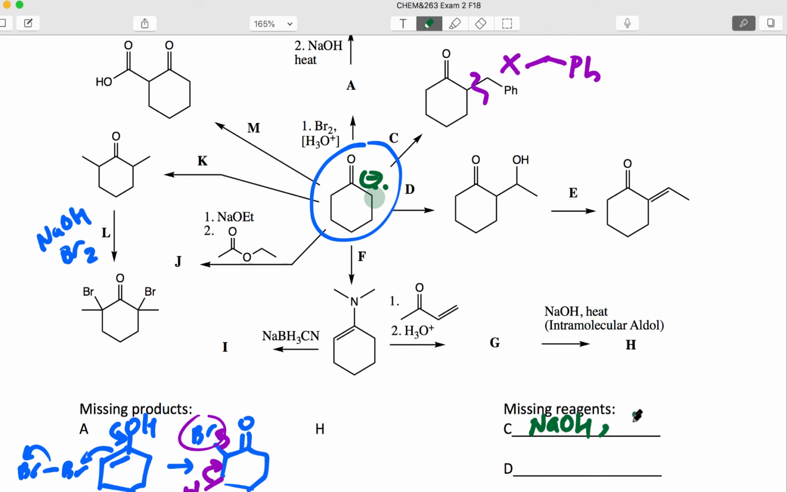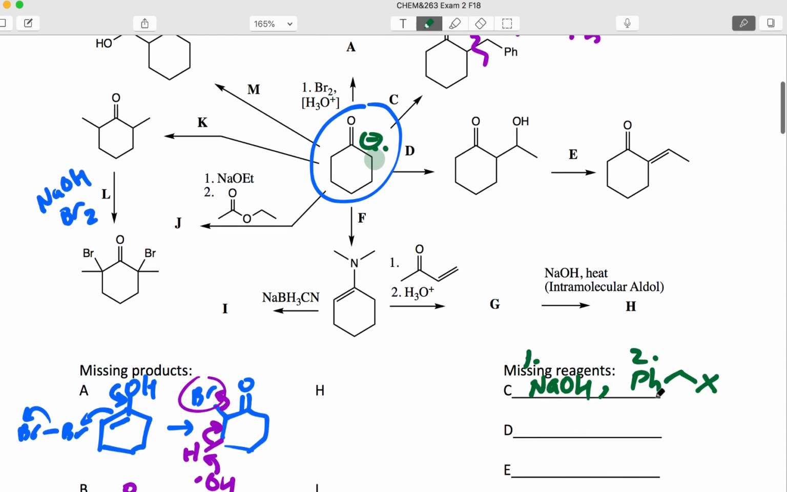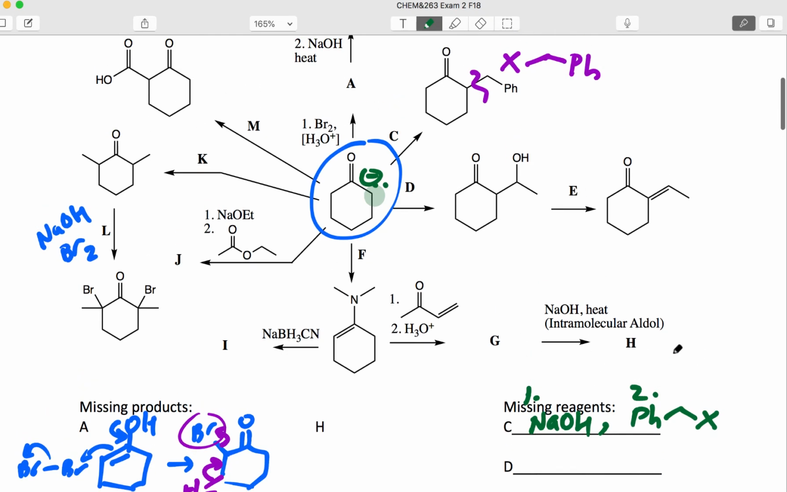So I will put this benzyl halide, okay? And some of you did step 1 NaOH, step 2 this, and that's totally fine. And that's actually better so that the NaOH and this don't react together. So I would do 2 separate steps there.